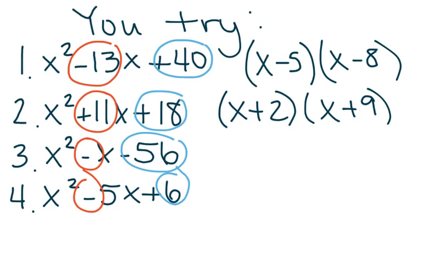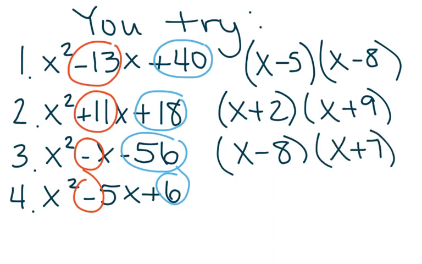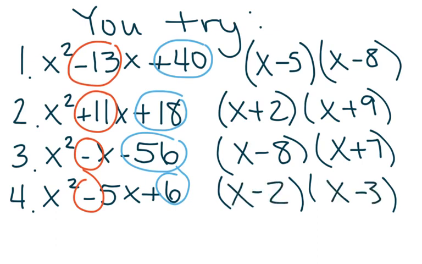Alright, number 3. So this one's a little bit trickier. Two numbers that multiply to give me -56, add to give me -1. Those numbers are -8 and +7. And then the last one trips people up a lot. I need two numbers that multiply to give me 6, but add to give me -5. Those numbers are -2 and -3.